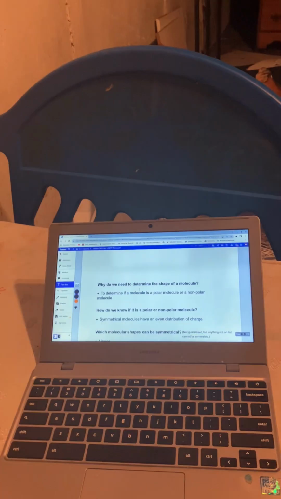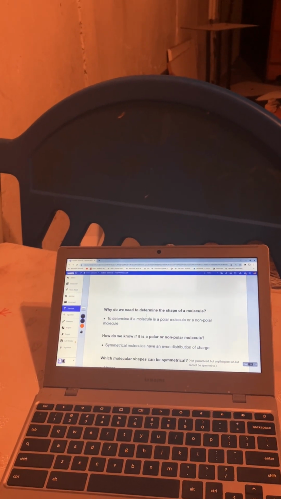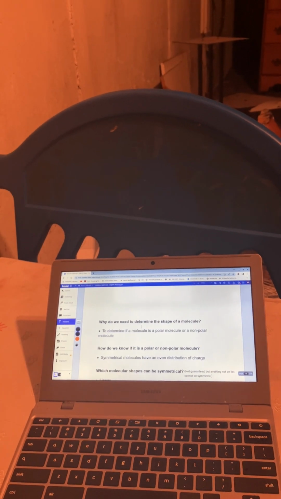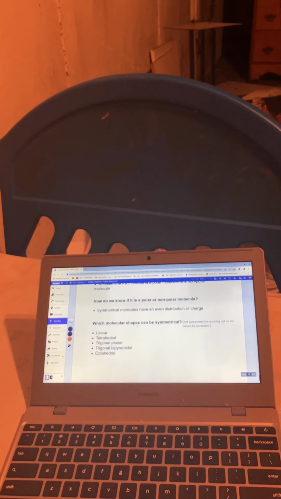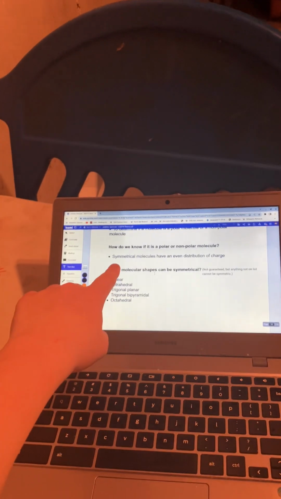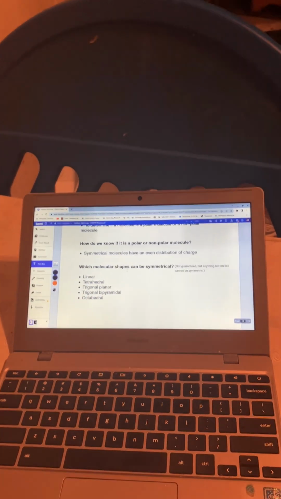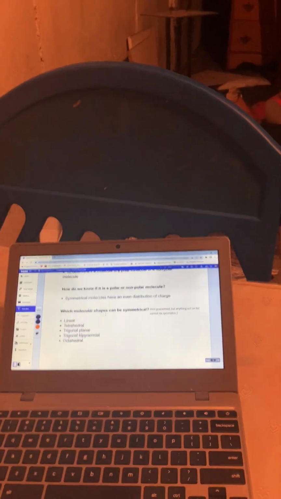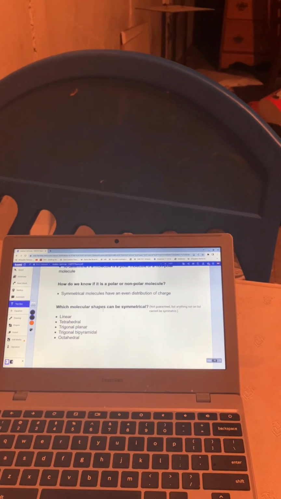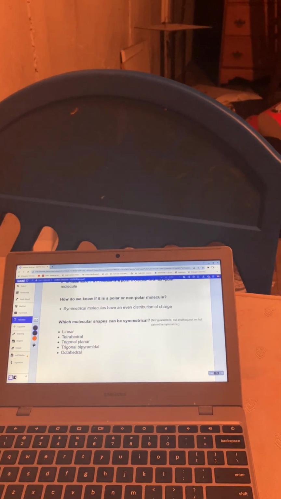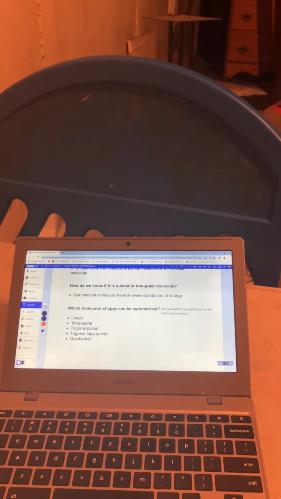So why do we need to know the shape of a molecule? And this we did get to. It's to determine if it's a polar molecule or a non-polar molecule. Symmetrical molecules have an even distribution of charge. So linear, tetrahedral, trigonal planar, trigonal bipyramidal, and octahedral can be symmetrical. That doesn't guarantee that they are symmetrical. But if it's not on the list, it cannot be symmetrical. Bent cannot be symmetrical.